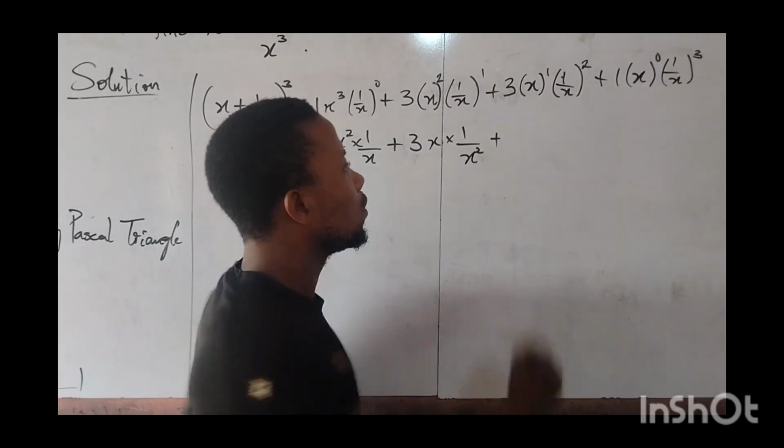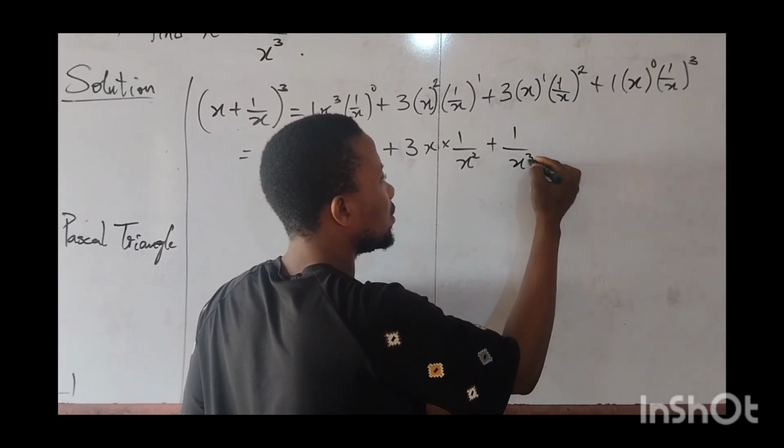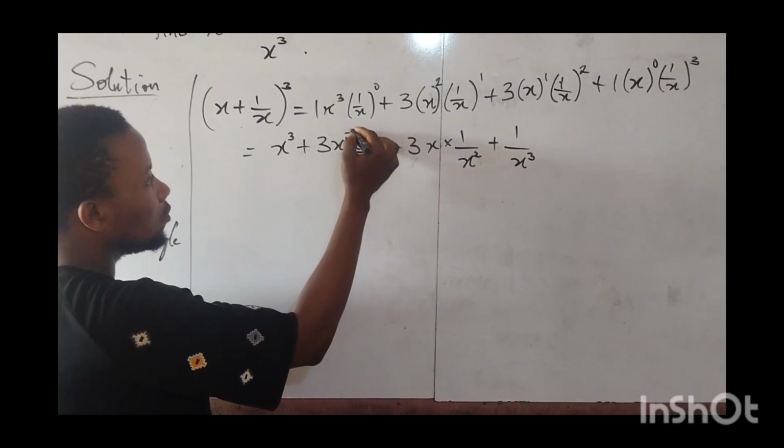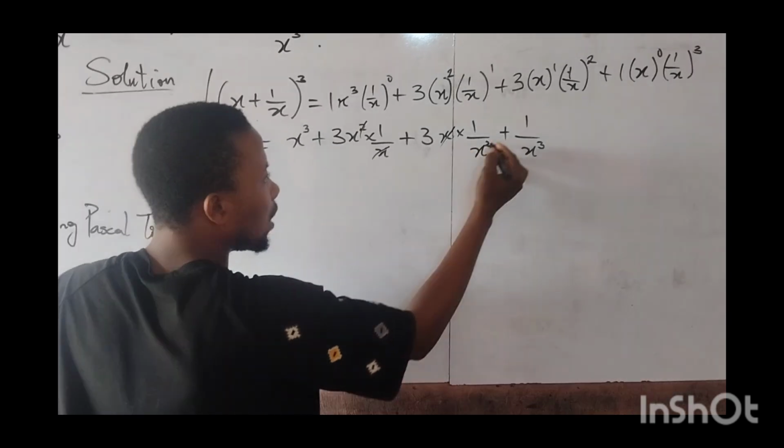And this one will give you 1 over s raised to power 3, because 1 raised to power 3 will give you 1. Okay? Now, s can cancel this one.